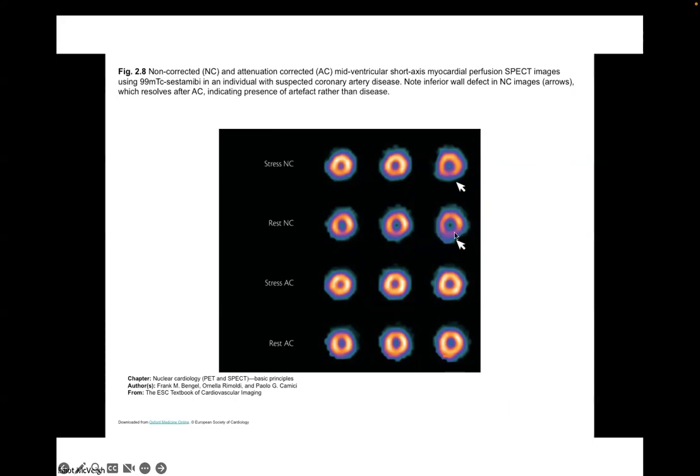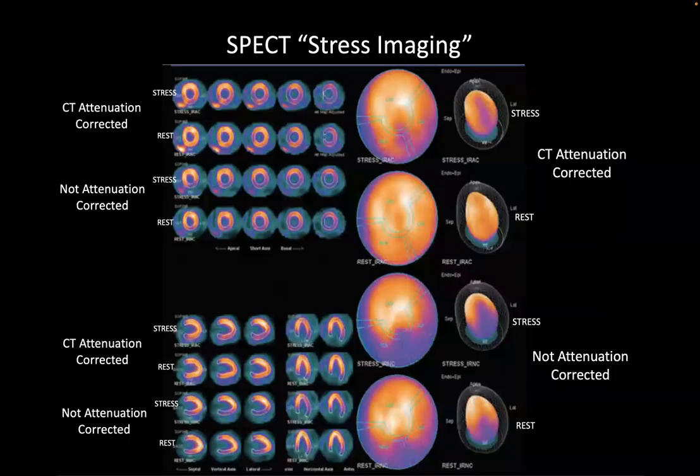Because this one, you would say, looks like there's low flow in the posterior wall of this patient's heart. This one looks absolutely normal, as does this one, right? So it's normal at rest, normal at stress. And so it is very important that this attenuation correction is done well. And it's often done with a CT scan.